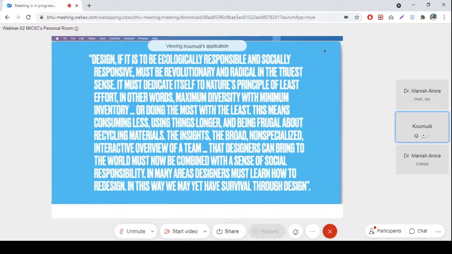The insights, the broad, non-specialized, interactive overview of a team that designers can bring to the world must now be combined with a sense of social responsibility. Papanek said that in many areas, designers must learn how to redesign. In this way, we may yet have survived through design.